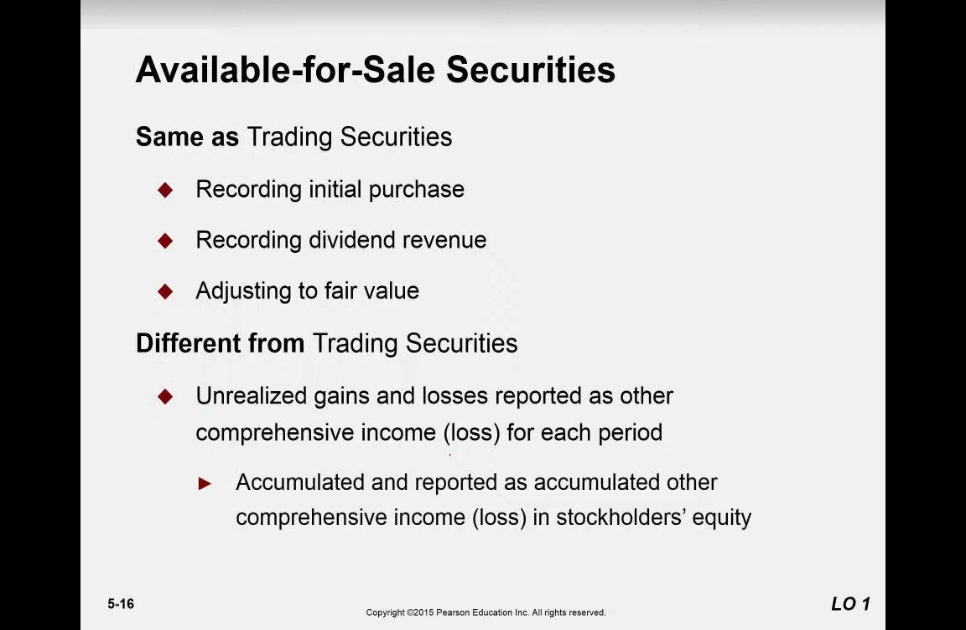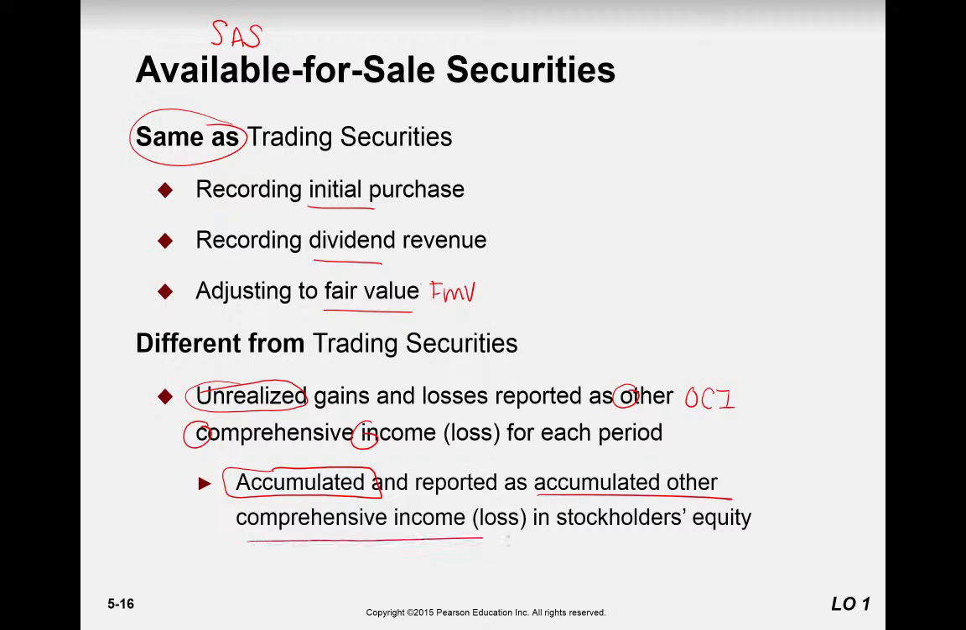So let's move now to our securities available for sale. We treat this very similarly to trading securities when we're recording the actual purchase and the dividend, and the same thing when we're adding and adjusting to our fair market value. But now the differences come in when we're talking about unrealized gains or losses. Instead of reporting it directly onto the income statement, we report it as other comprehensive income. And then what we have is what's known as accumulated other comprehensive income or loss, and that gets placed in shareholders' equity.